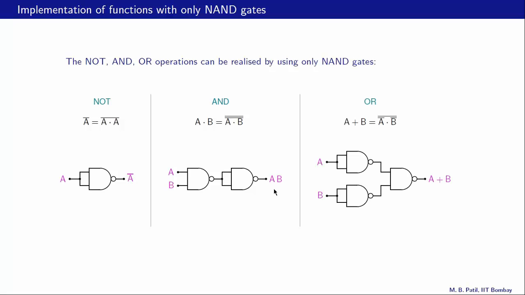And here is the OR operation. This is an inverter, the same as this one. So we have A bar here, B bar here, and then we have A bar and B bar and the NOT of that, like that. And that, by De Morgan's theorem, is nothing but A plus B. So that is our OR implementation.